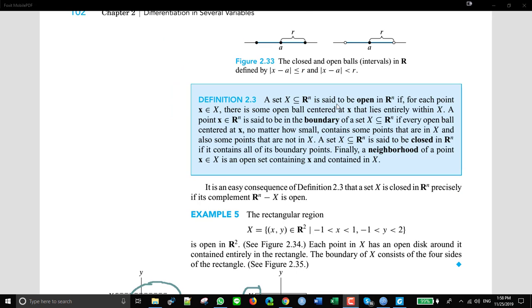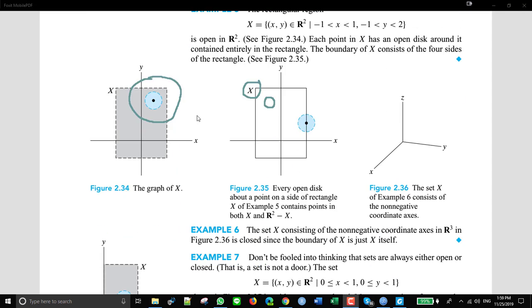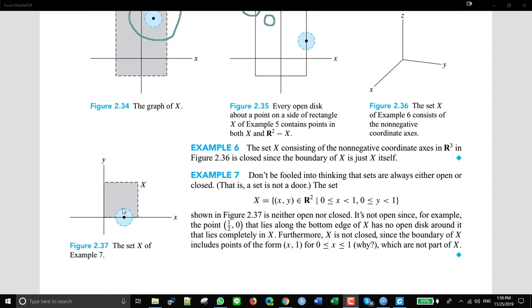Going back to the definition of open, a set X is said to be open if for each point X in the set, there's some open ball centered at X that lies entirely within X. Well, take a point, say this one. Is there a circle around this point that is entirely within X? No. So this point would not satisfy that condition. So the set is not open or closed.